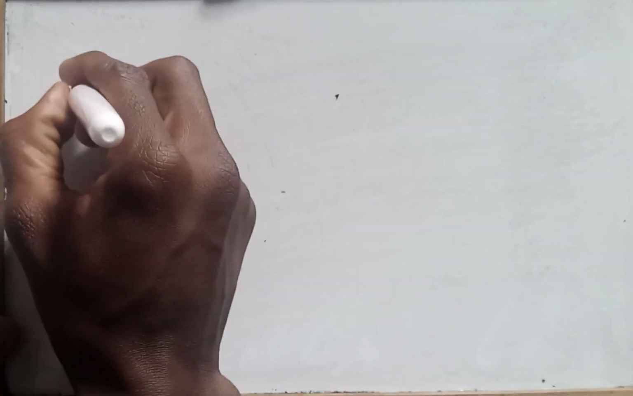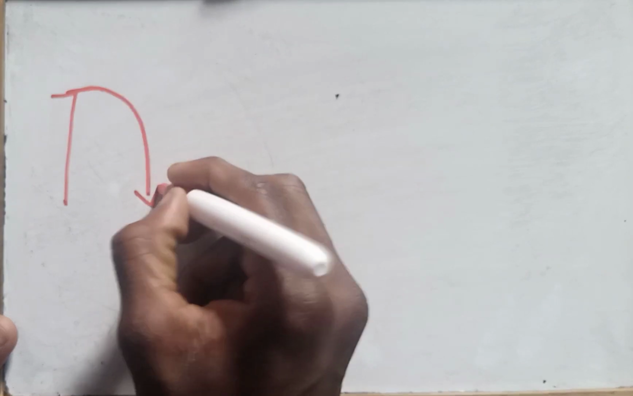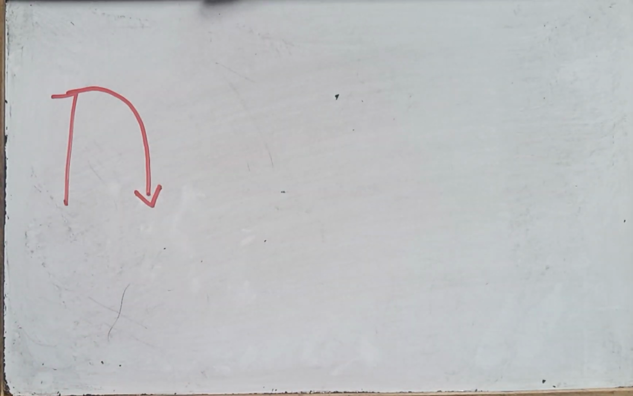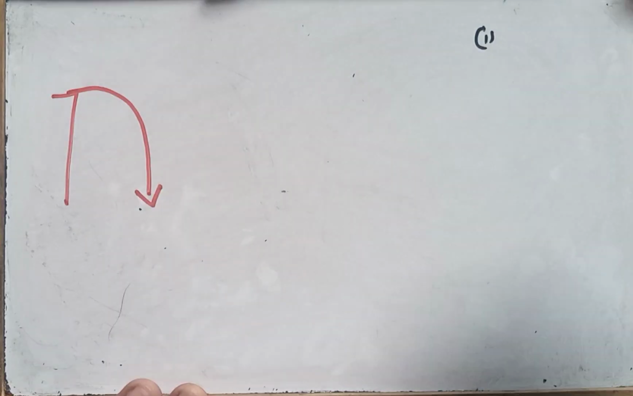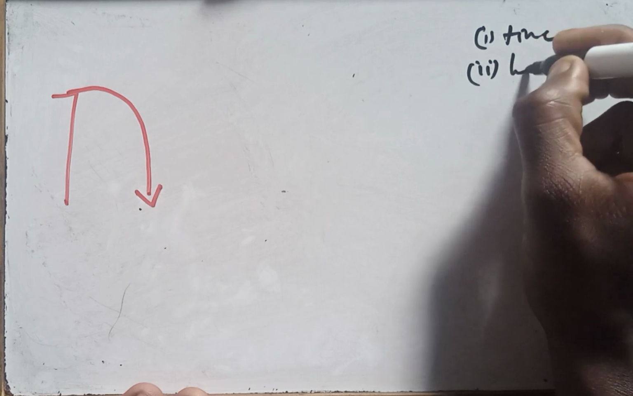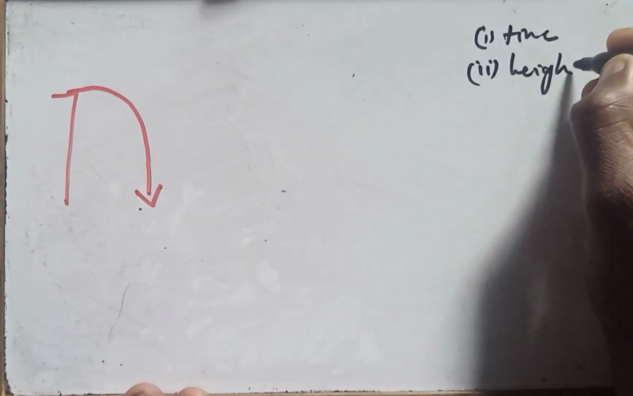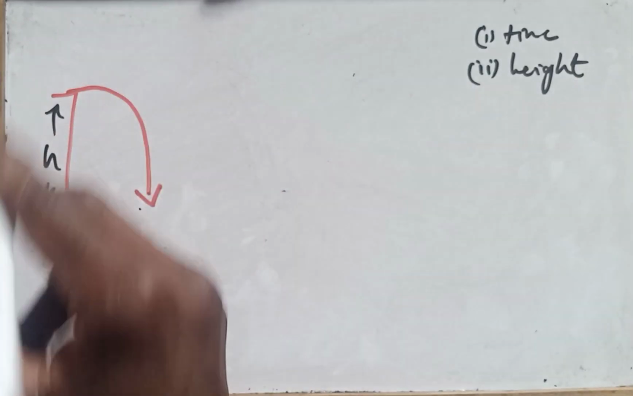The first projection is the projection where a ball is thrown horizontally off the cliff. So this is the first projection. In this type of projection, you'll be asked to calculate the time it takes for the ball to move from the point where it was thrown to the ground. So one of the things that you're going to be asked is to find the time. You'll also be asked to find the height of the cliff, this height.